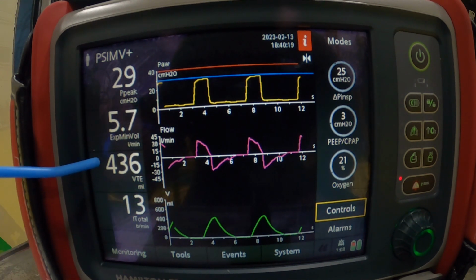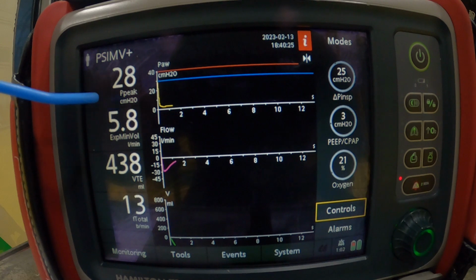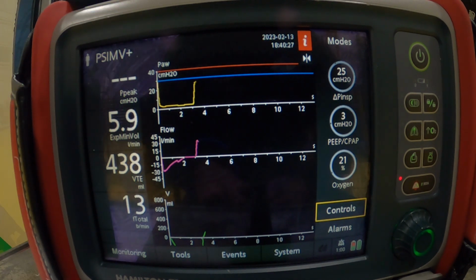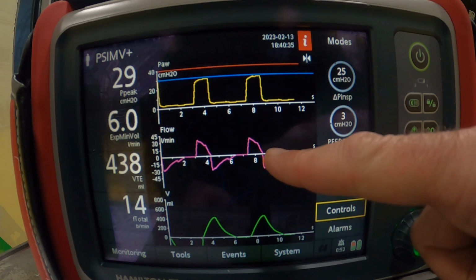We got good tidal volumes that are appropriate for this patient of 71 kilos. We got a good expiratory minute volume, and right here we could leave it and not do anything, and this would be just about perfect for this patient. I'm going to show you what it looks like to trap air.